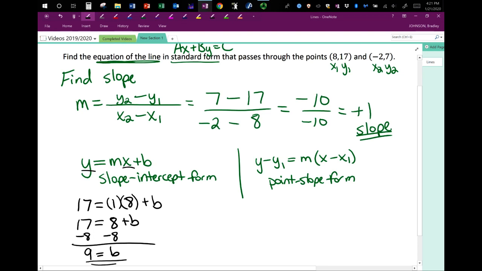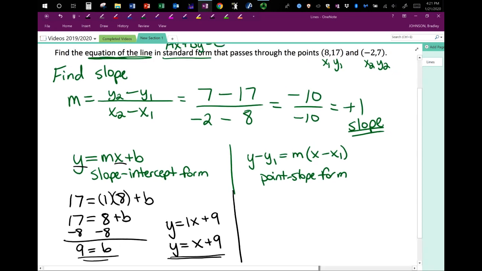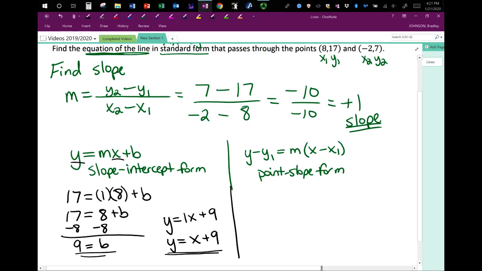Okay? So the final step, you write it as y equals m, which is 1, x plus 9. Or you could write this as y equals x plus 9. Now this solution is in slope-intercept form. So we have written it in slope-intercept form. We have not written it in standard form just yet. But first, before I write it in standard form, let me show you that if you use point-slope form, you will get the same answer.